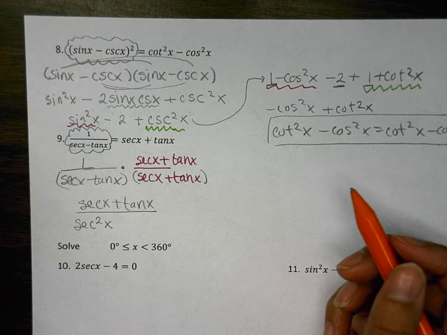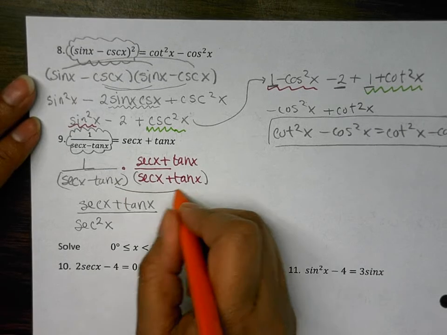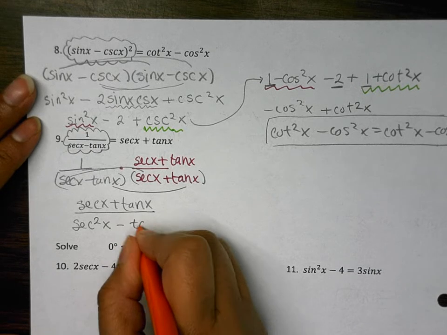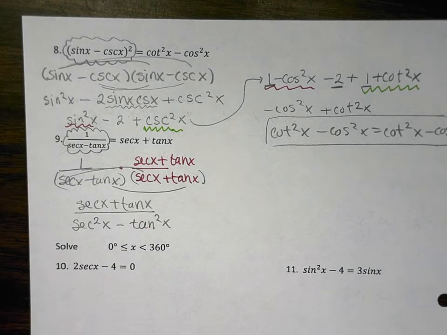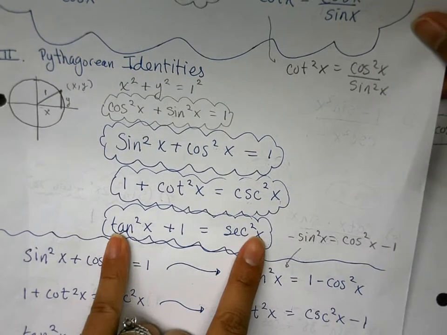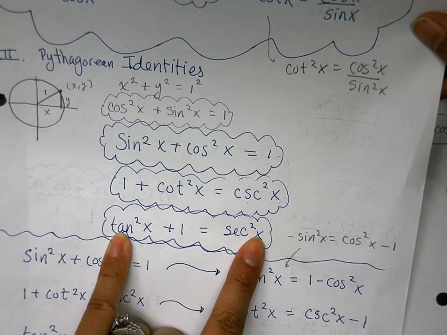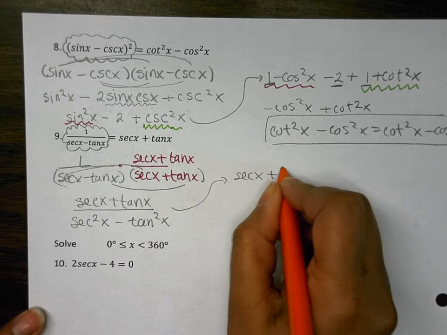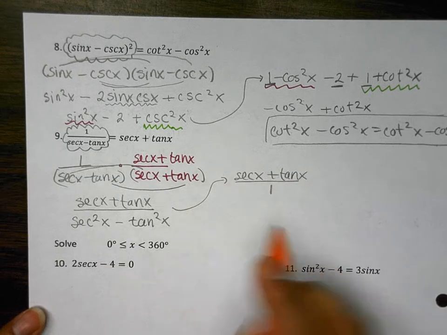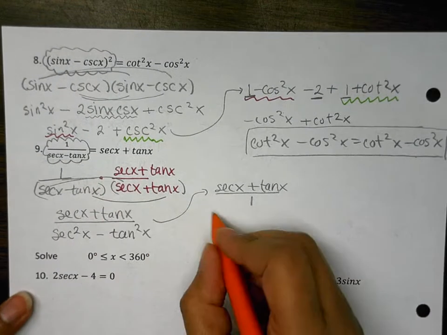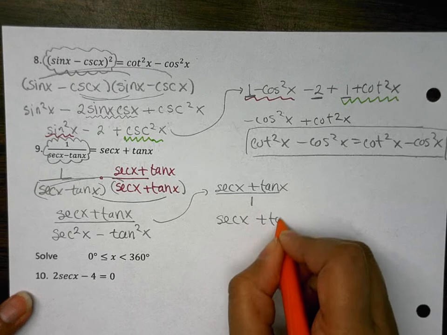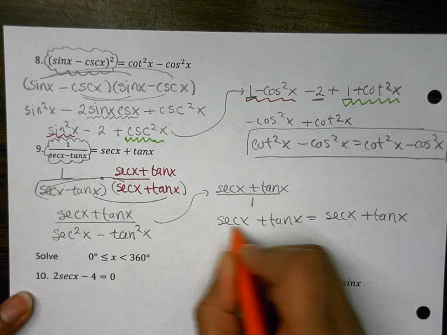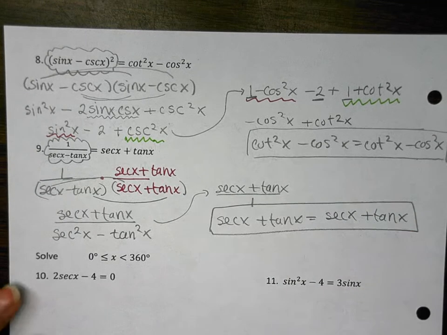What's secant times secant? And what's going to happen with the middle terms? They're gone. So then I'm left with negative tan times positive tan, and that gives me negative tangent squared x. Is secant squared minus tangent squared an identity? What does it equal? 1. So I'm left with secant x plus tangent x over 1, and is that what I was trying to prove? Yes. Secant x plus tangent x equals secant x plus tangent x.